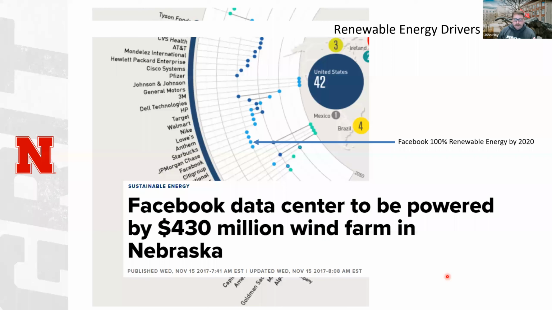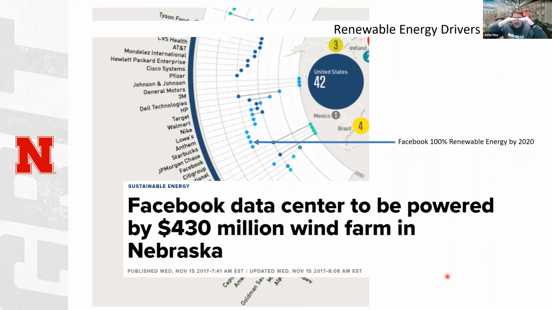wind farm in Nebraska. Now, powered is a weird word. It's not that they're powered directly or run directly from that wind farm. What they basically said is, we're going to use this many kilowatt hours a year, and we want to make sure that we own or is designated to us new generation that generates that same amount of kilowatt hours that is 100% renewable.